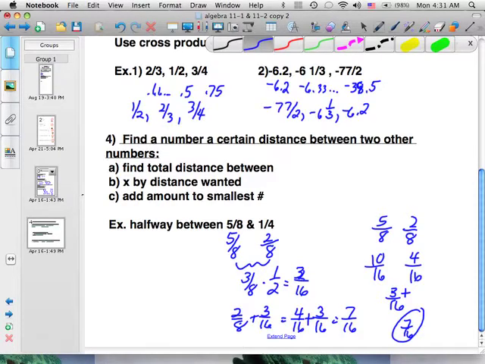So we'll do half of these problems, then come back and do the second section.